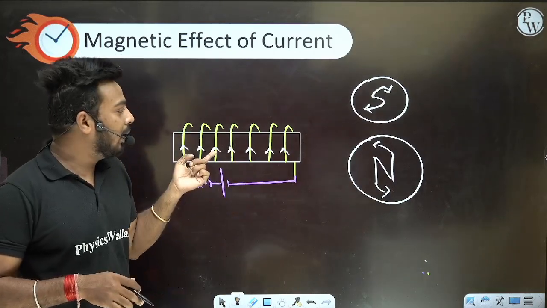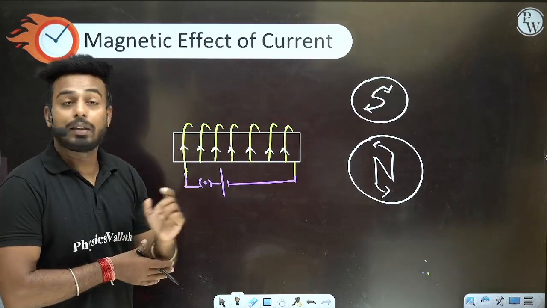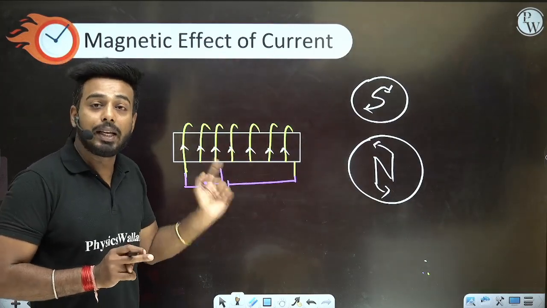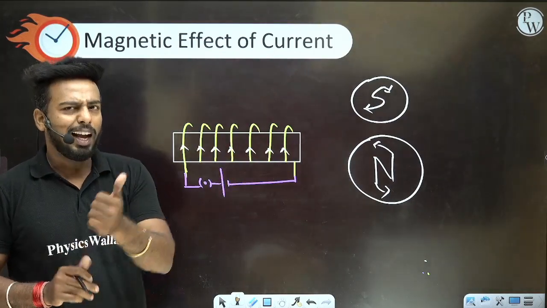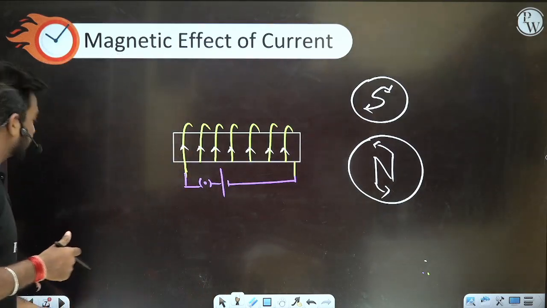So where the current is clockwise, it will act like the south pole, and where the current is anti-clockwise, this area will act like the north pole. I think the concept is clear to you. Now move to the next.